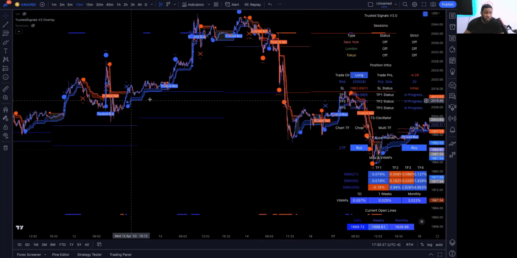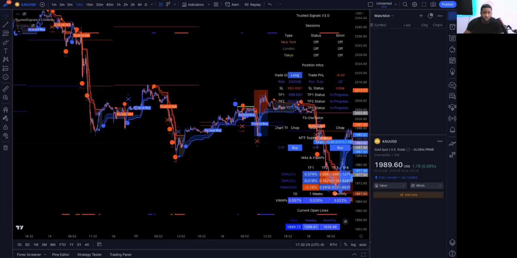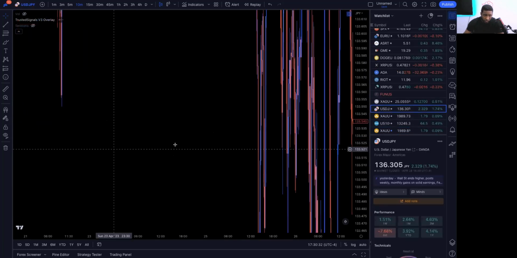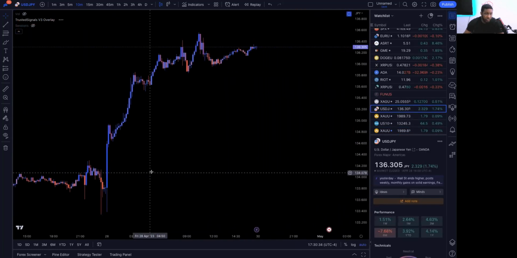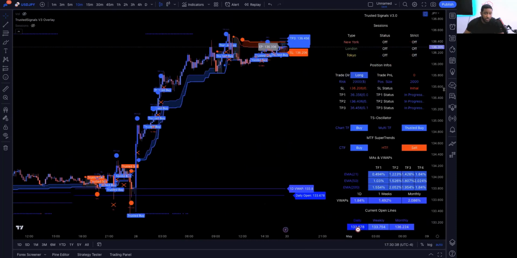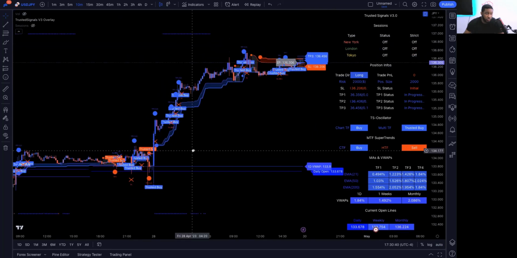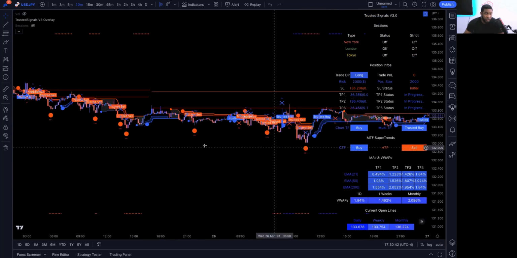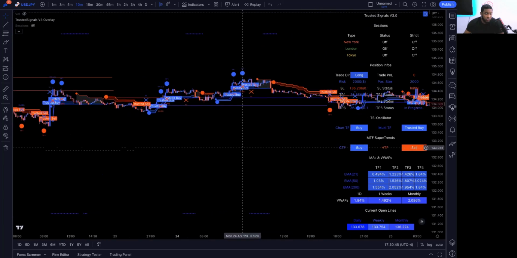So let's go to something like USD JPY that I see here. Let's do that for you guys. We're on the 10-minute time frame. Even that setting structure works really well. But a lot of you guys, you know, want to change it up.